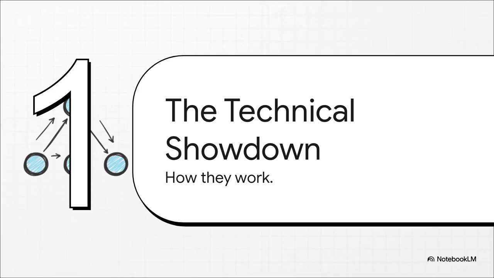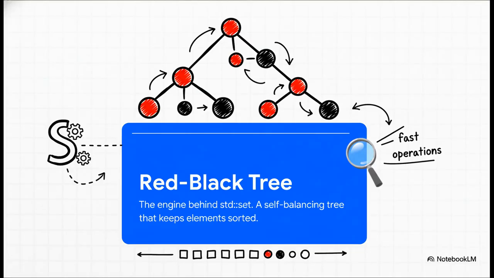So, to really get when to use each one, we kinda need to pop the hood and see what's making them tick. Their internal data structures, that's the real secret to their strengths and their weaknesses. The organizer, std::set, is powered by something called a red-black tree. Now, don't let the name intimidate you. The important thing to know is that it's a super clever tree structure that automatically keeps itself balanced. What this guarantees is that your elements are always in sorted order. It also means that finding or adding something is reliably fast, but not quite instantaneous.